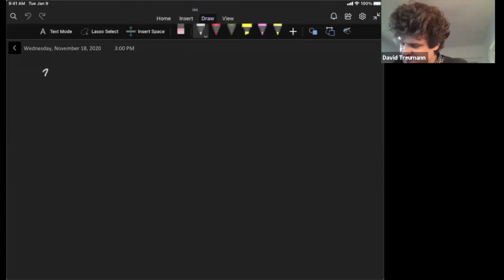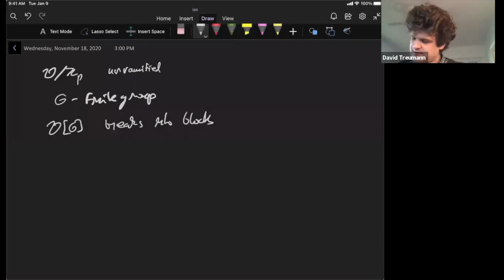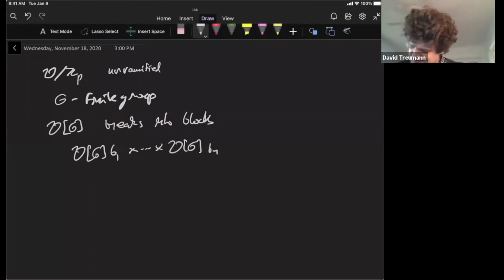So if you have an unramified extension of the p-adic numbers, p-adic integers, and you have a finite group, then the group algebra breaks up into blocks. Some people are interested in the derived category of one of these blocks.